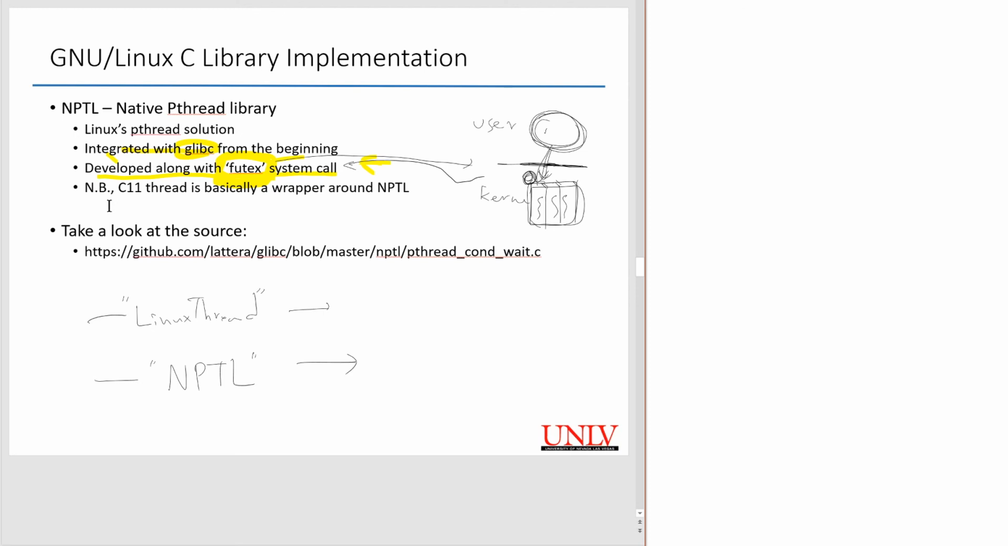All right. Now, I already talked about C11 threads. In particular, in Linux, C11 threads are basically a wrapper around NPTL. NPTL is part of glibc, which is the default C library of Linux. So if you're writing a multi-threaded application, I would just use pthread. The source code of NPTL is available. This is a link to the condition variable wait function implementation. If you look at the code here, you will see more comments than the code itself.